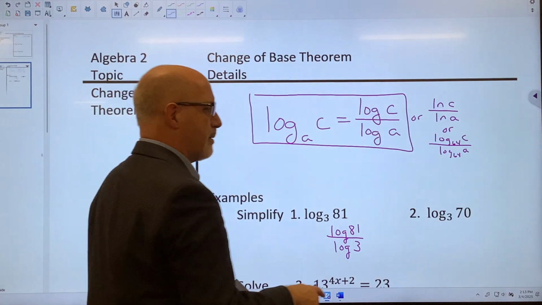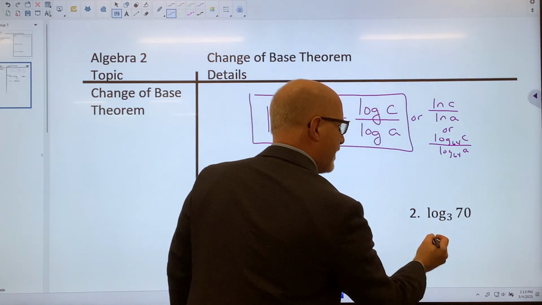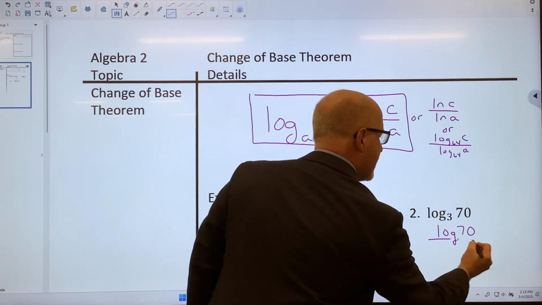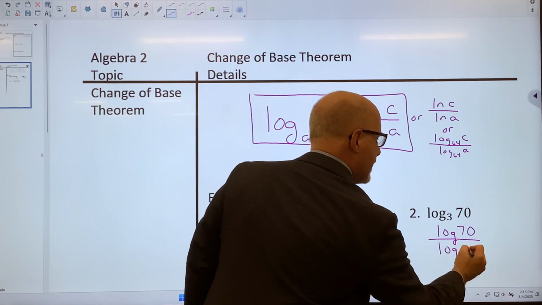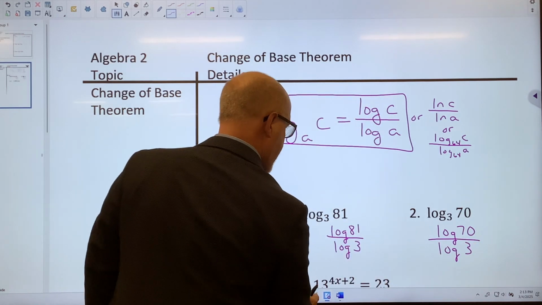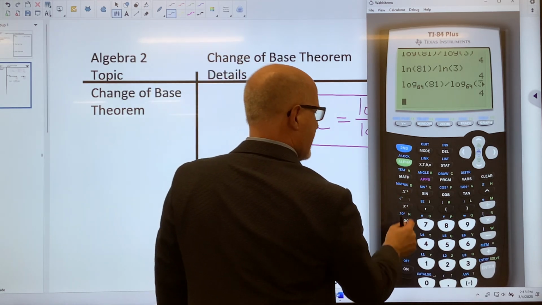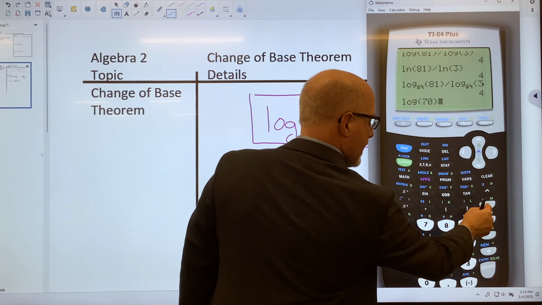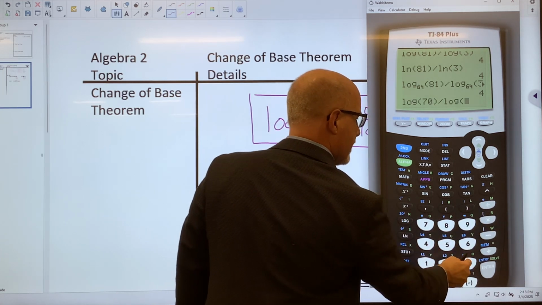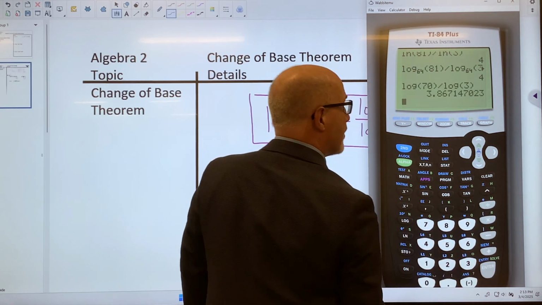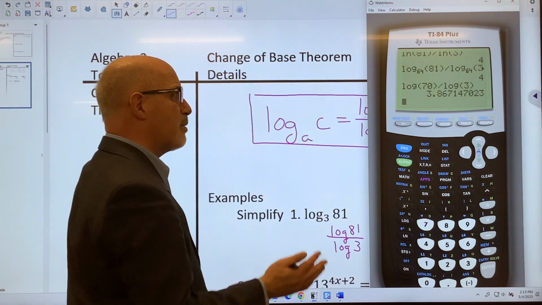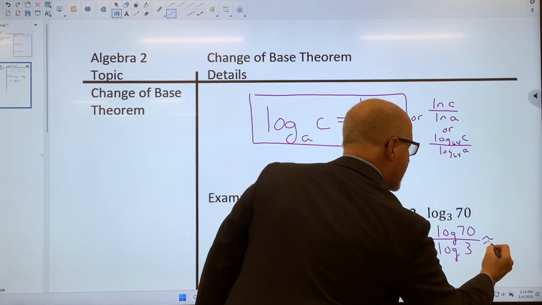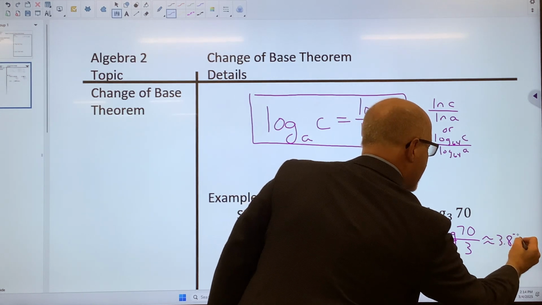Let's look at this next one. If we want to simplify this or get it evaluated, we do log of 70 over log of 3. Let's do that on our calculator. Okay, so log of 70 divided by log of 3, and that gives me a value of about 3.87. So approximately 3.87.